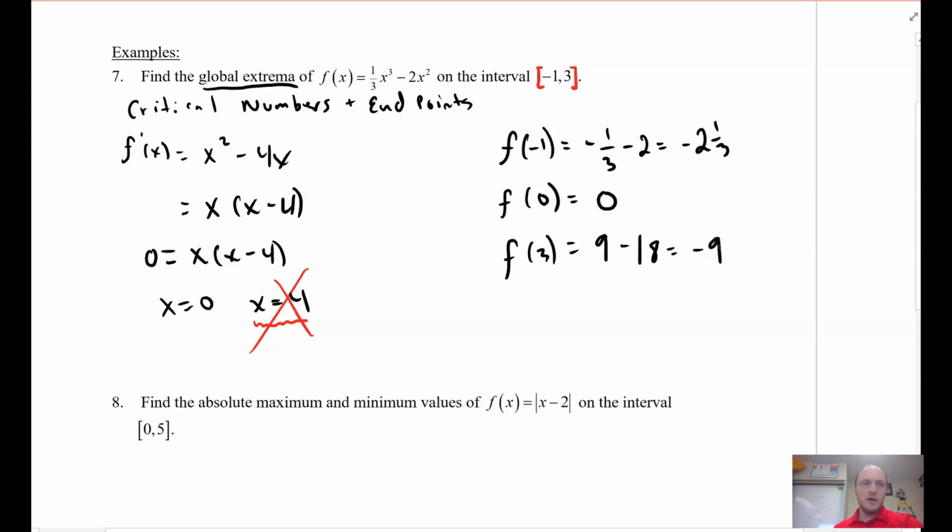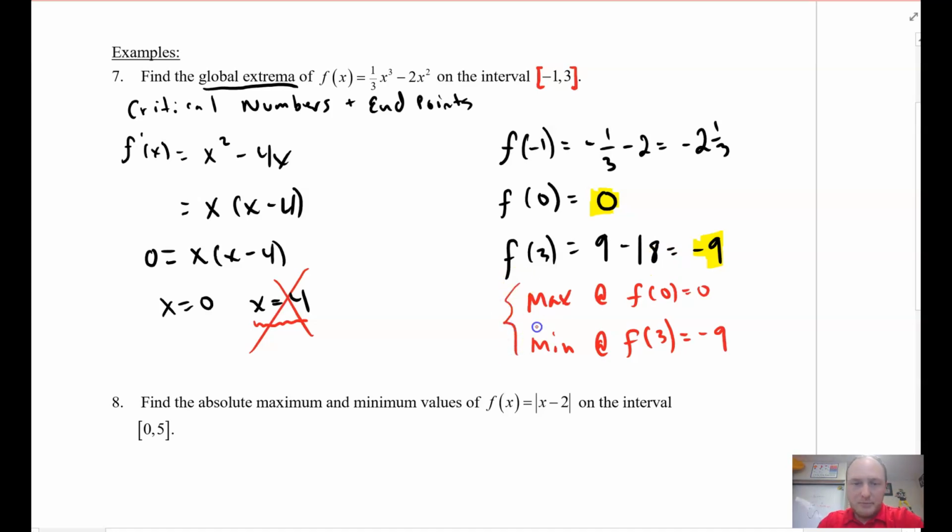Okay, so where is our global and absolute extrema? Well, I have a max. The highest value occurs here. Okay, and what is my lowest value? Well, that occurs here. Okay, so the max is at f of 0, which is equal to 0, and the min is at f of 3, which is equal to -9. Okay, and there is your answer.